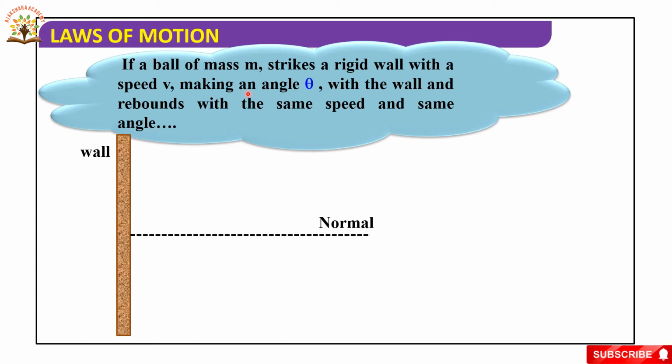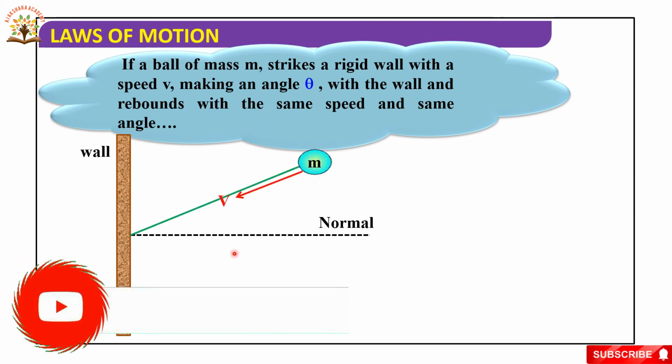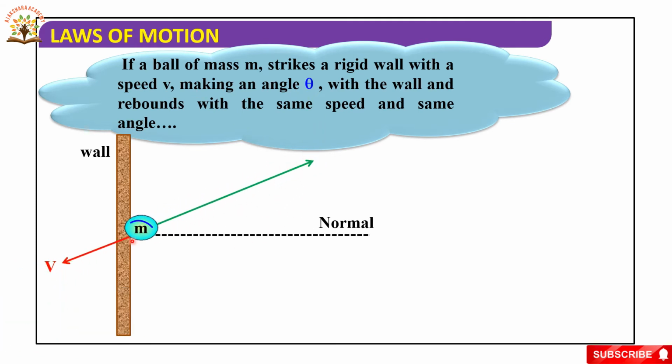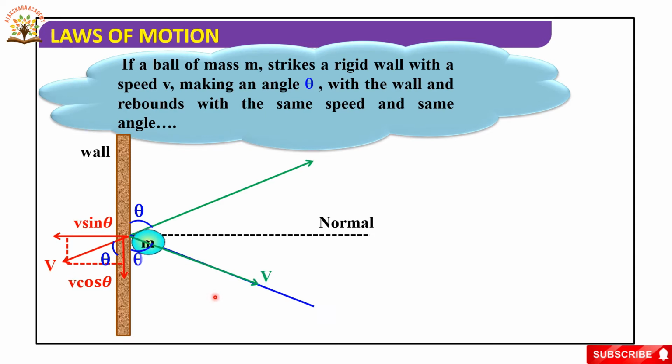If a ball of mass m strikes a rigid wall with a speed v making an angle theta with the wall and rebounds with the same speed and the same angle. Observe this picture carefully. Here a ball of mass m strikes a rigid wall with a speed v, making an angle theta with the wall, and rebounds with the same speed and the same angle.